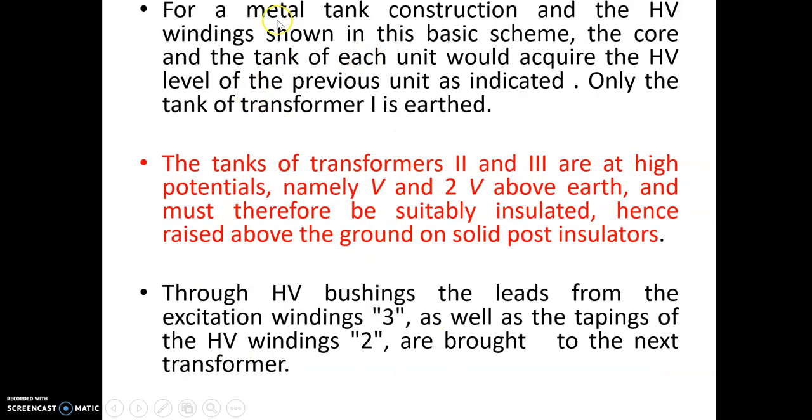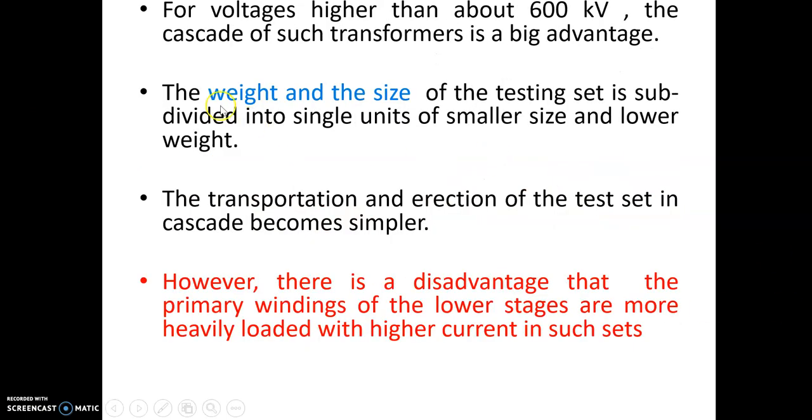So all these windings will be inserted into the metal tank, and the balancing is done through the tertiary winding. The tertiary winding has to give the supply to another stage. So that is also called the balancing winding. So you see the weight and size of the cascaded transformer will be less than the one single large unit. It doesn't mean that you can always prefer a cascaded transformer.